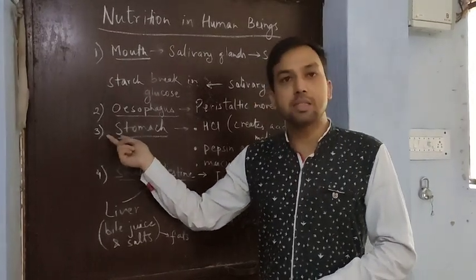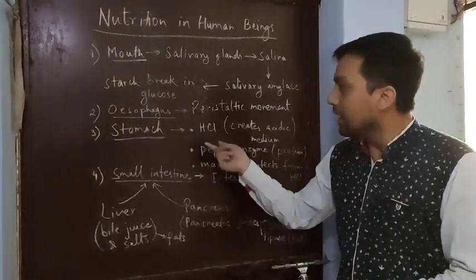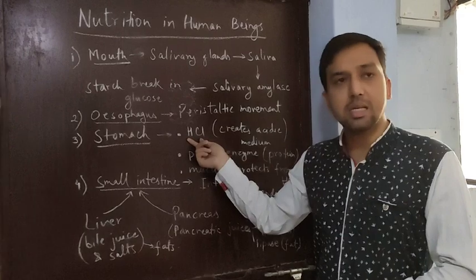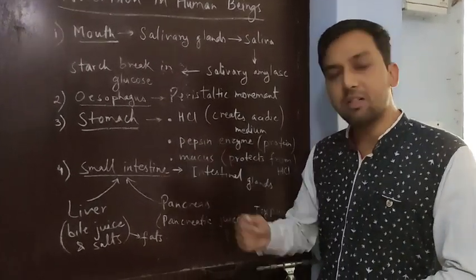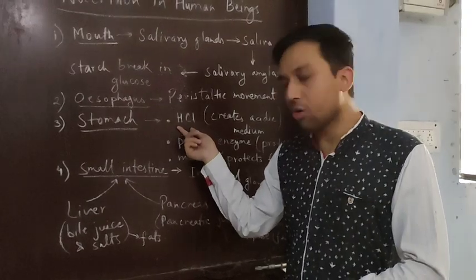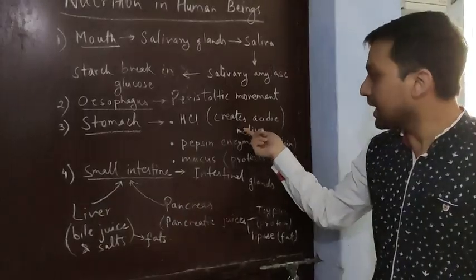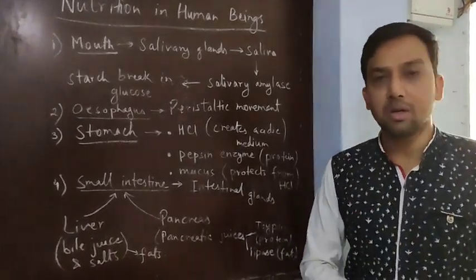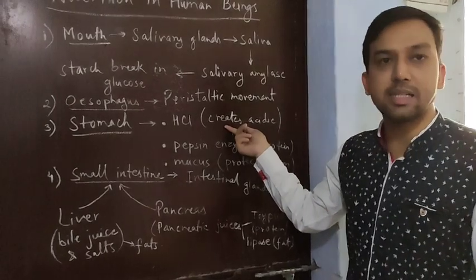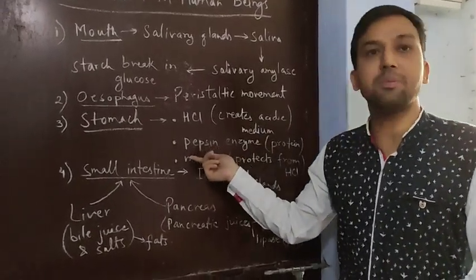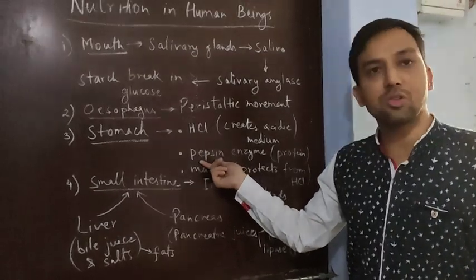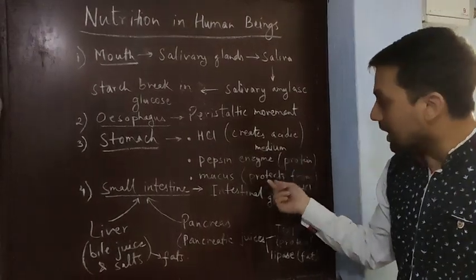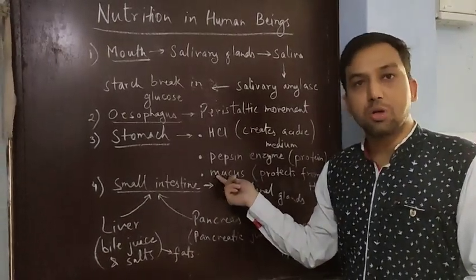Now, after the food reaches the third step, the stomach, it reacts with three things. One is HCl, the second is pepsin, and the third is mucus. HCl, also known as hydrochloric acid, not only helps in digestion and killing of harmful bacteria, but also creates an acidic medium for the food, which helps the second component to work. The second, pepsin, is an enzyme which helps in the breakdown of protein. Then the third is mucus.